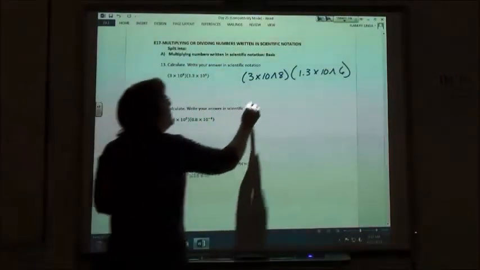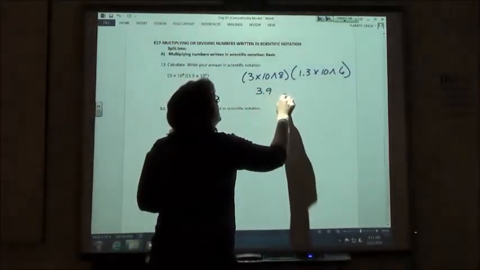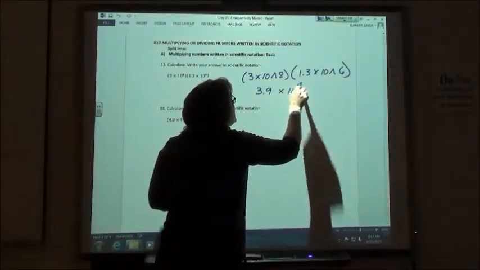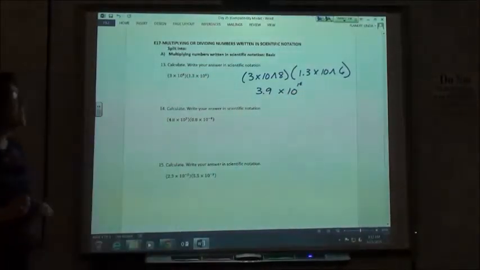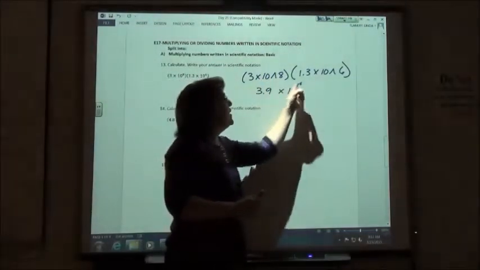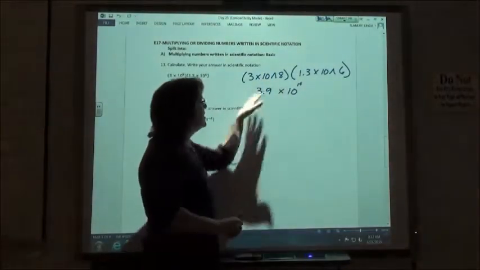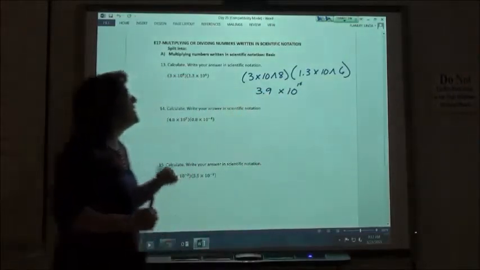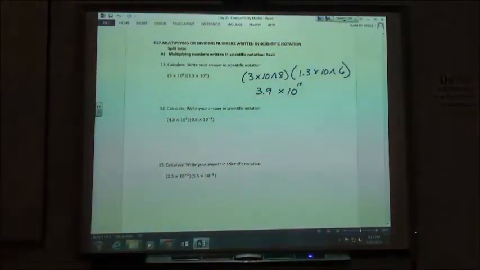You get 3.9 times 10 to the 14th. That kind of shows up really little over on the side, right? Because your exponent is pretty big, it's going to show up in scientific notation. Sometimes on your calculator it will show up in standard form and you'll have to put it in scientific notation.